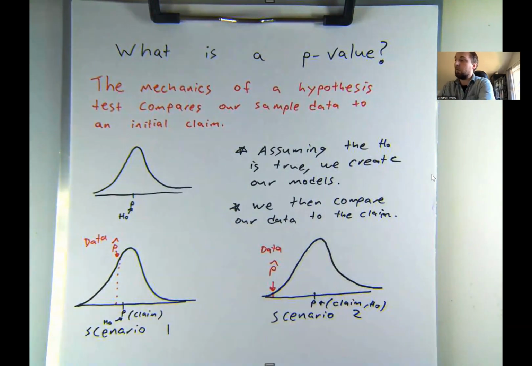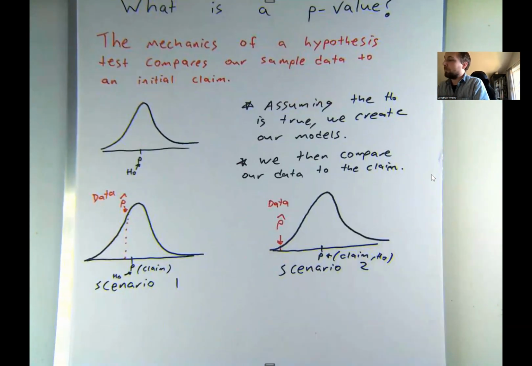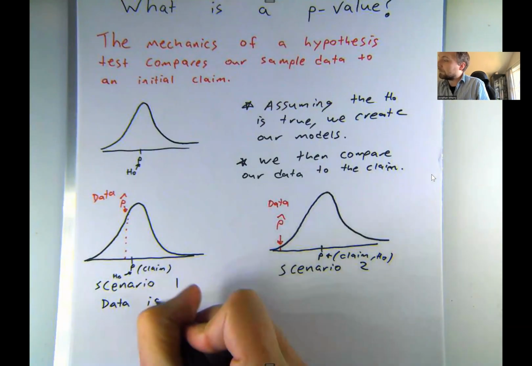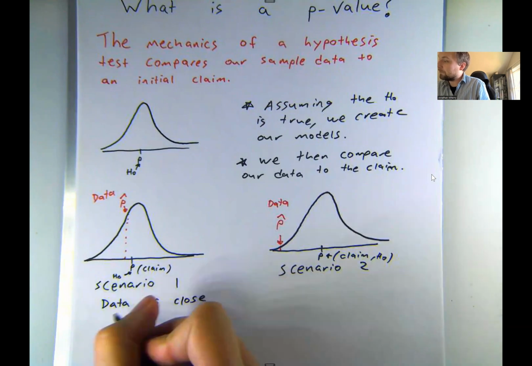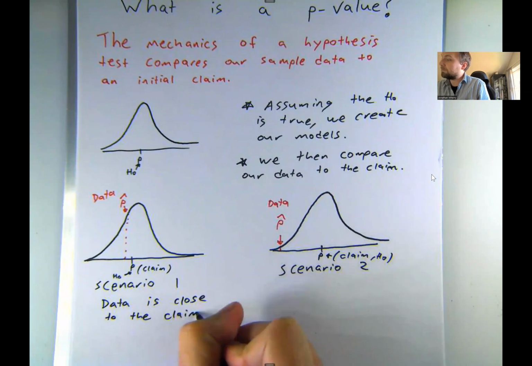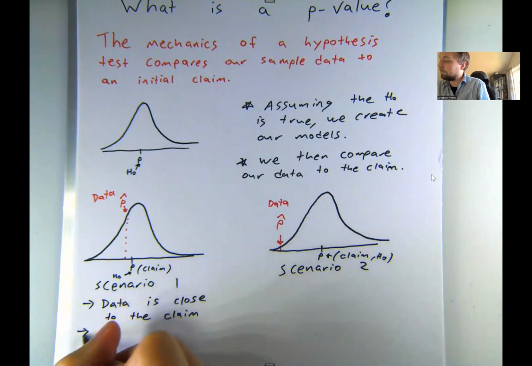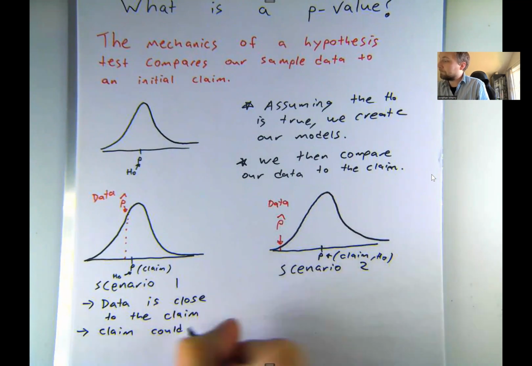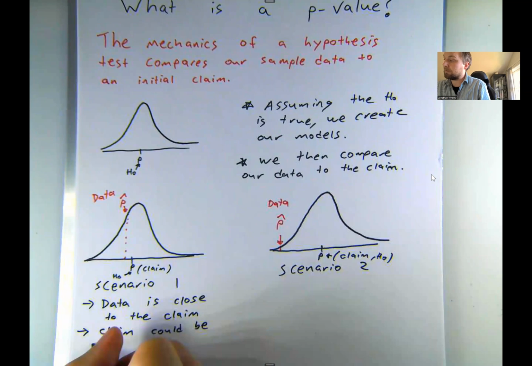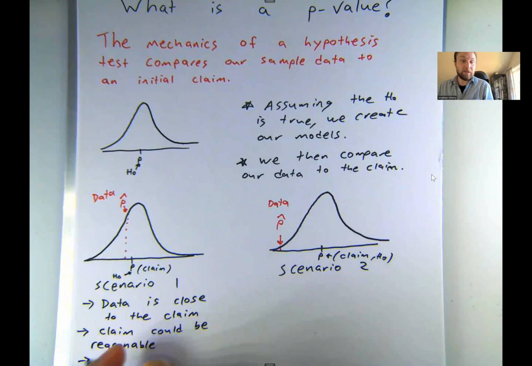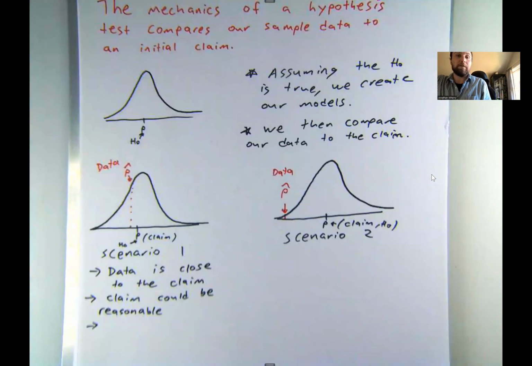So in scenario one, the data is close to the claim, which makes me think the claim could be reasonable. The null hypothesis could be reasonable. And if that claim is reasonable, this would mean that I would want to fail to reject it.